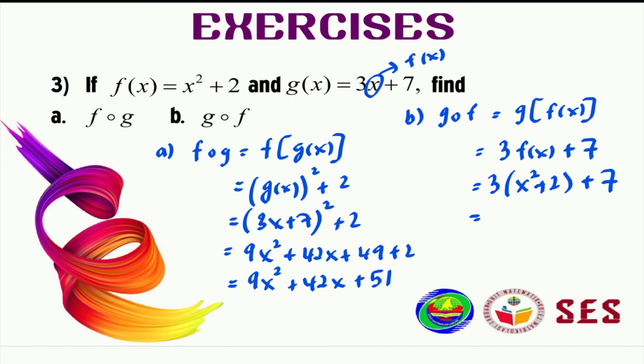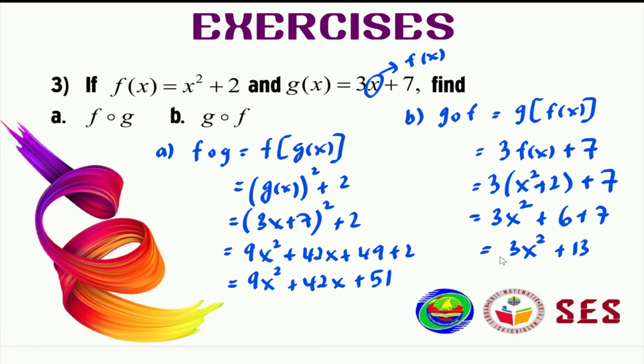So expanding the 3, we will get 3x squared plus 6 plus 7, and finally we will get the final answer of g∘f equals 3x squared plus 13.